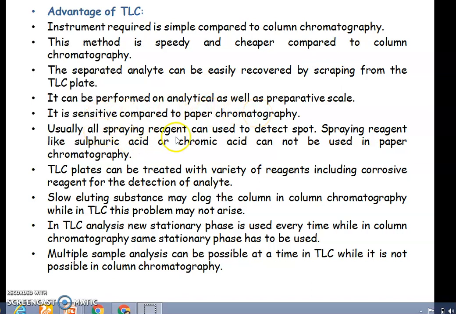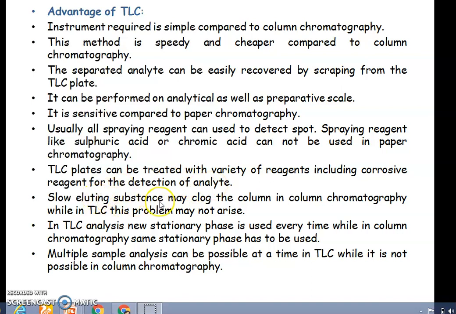Usually all spraying reagents can be used to detect the spot. Spraying reagents like sulfuric acid or chromic acid, which cannot be used in paper chromatography, can be easily used as spraying reagents in thin layer chromatography. So, TLC plates can be treated with a variety of reagents, including corrosive reagents, for the detection of analytes.